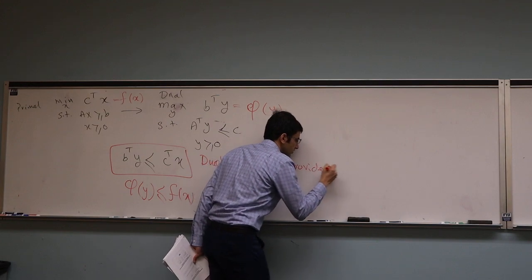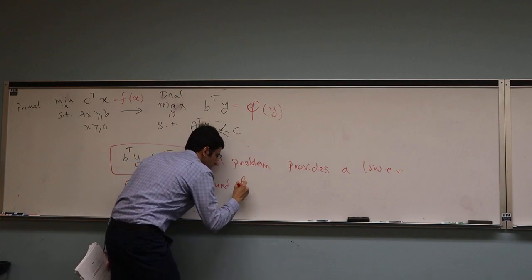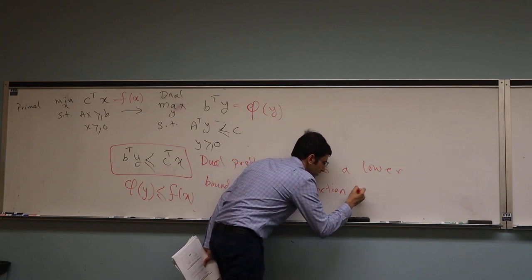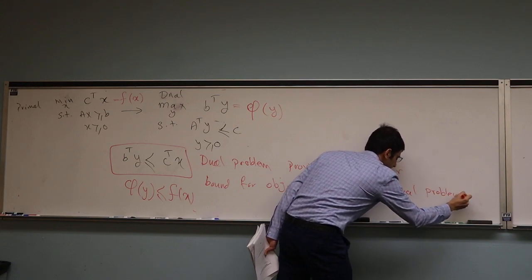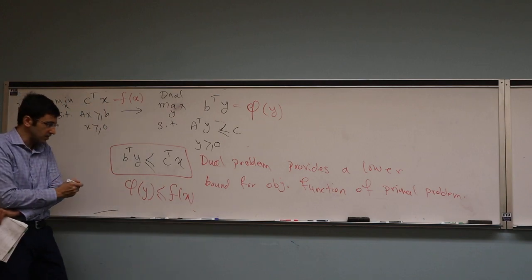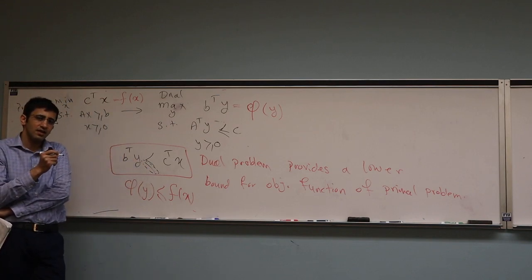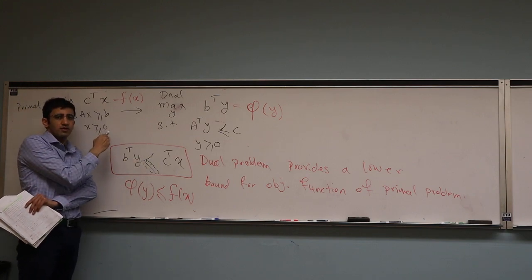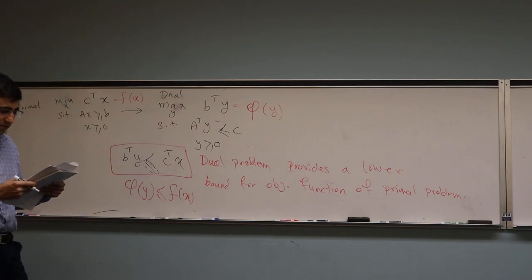the dual problem provides a lower bound for objective function of primal problem. Okay, so the question that we can ask here, when does this equality happen? Because if this equality happens, it means that you have achieved the minimum point that you can achieve in the primal problem. It translates into finding the minimum point or the optimal point of your optimization problem.